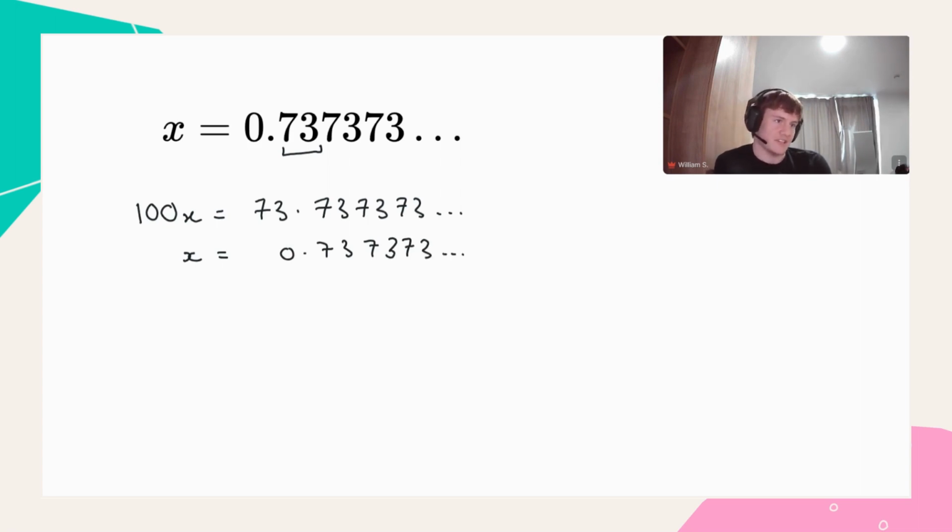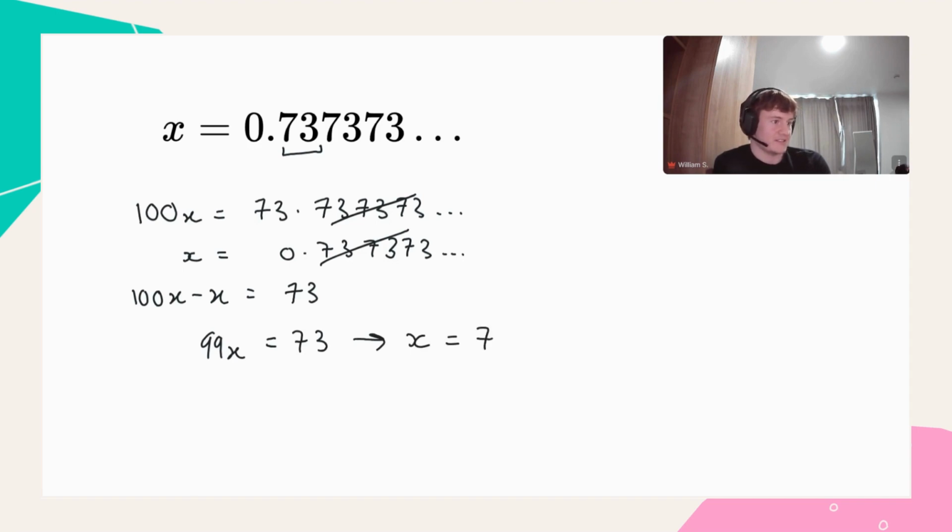we can see actually that if I then take the difference, so 100x minus x, that's going to be this 73 point recurring decimal minus the recurring decimal. So we can see that these parts actually cancel out, and we're just left with the 73, and this here is 99x. So if 99x is 73, we just divide both sides by 99 to get 73 over 99. And that is our fraction that we're looking for.